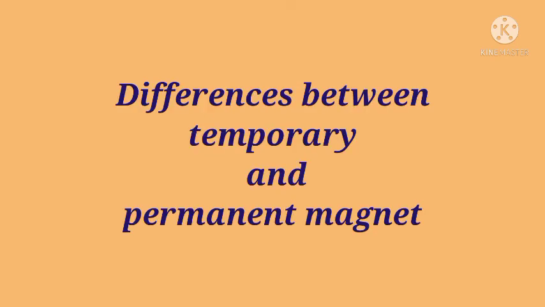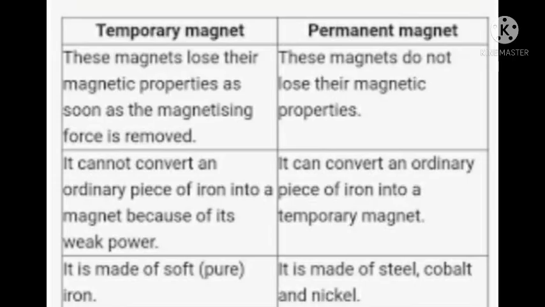Let's see the differences between temporary and permanent magnets. Temporary magnets lose their magnetic properties as soon as the magnetizing force is removed, whereas permanent magnets do not lose their magnetic properties. Next, a temporary magnet cannot convert an ordinary piece of iron into a magnet because of its weak power. Whereas a permanent magnet can convert an ordinary piece of iron into a temporary magnet. And the last point is that temporary magnets are made of soft iron, that is pure iron, whereas permanent magnets are made of steel, cobalt and nickel. So these are the differences between the temporary magnet and the permanent magnet.